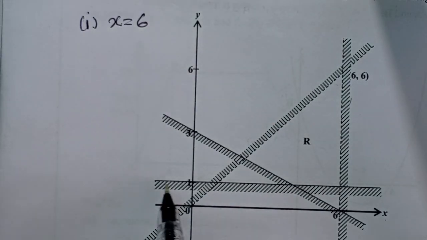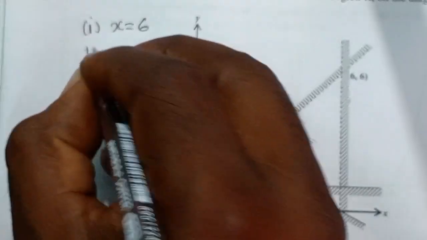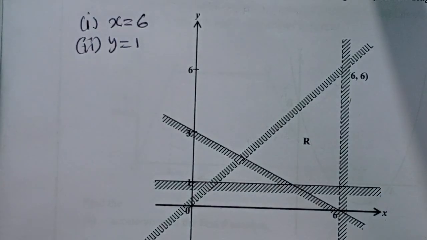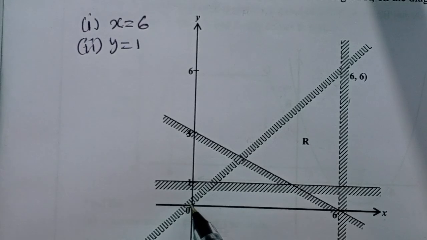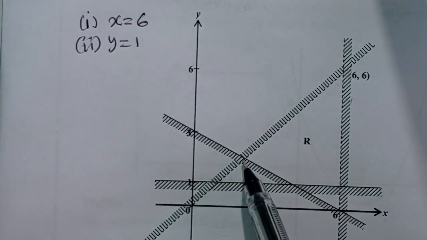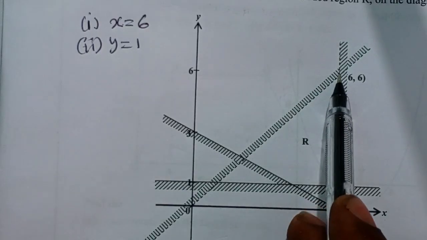Then number 2, it is this line which is cutting y at 1, which is y is equal to 1. Number 3, this is also a special case line. Why are we saying that it is a special case line? It's a special case line because it is cutting at 0, 0, 1, 1, 2, 2, 3, 3, 4, 4, 5, 5, 6, 6.